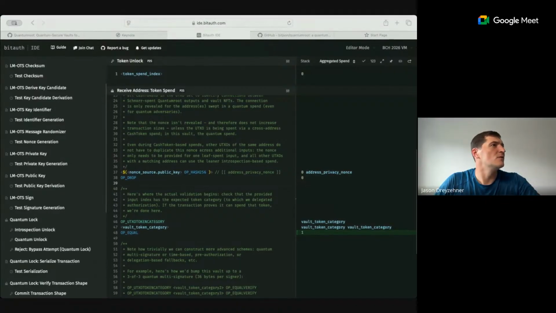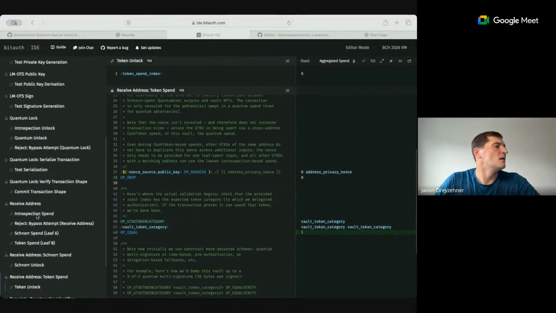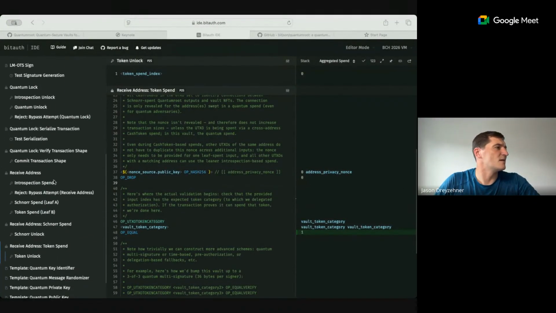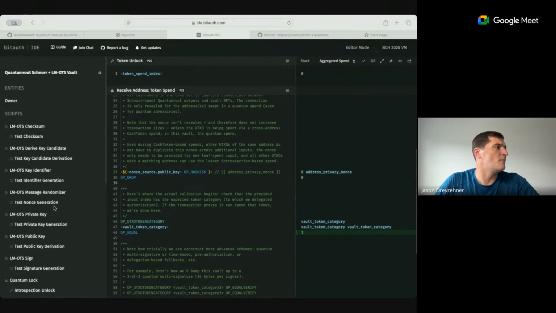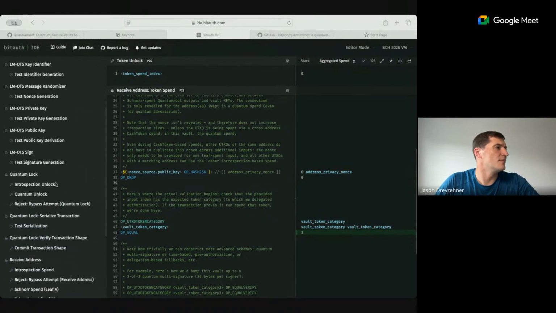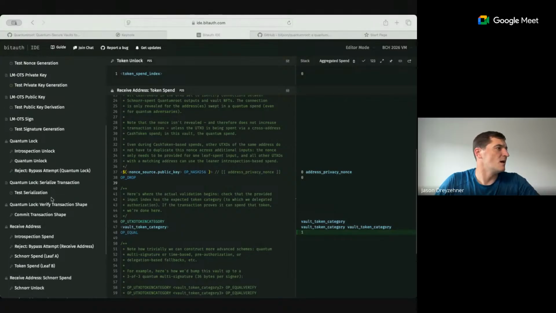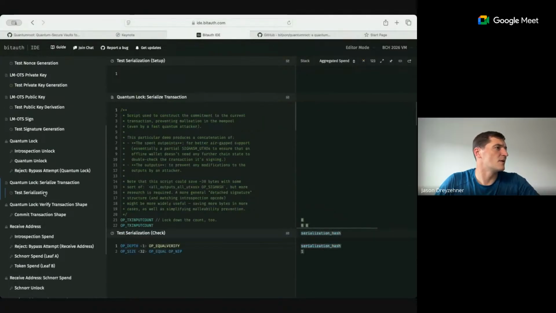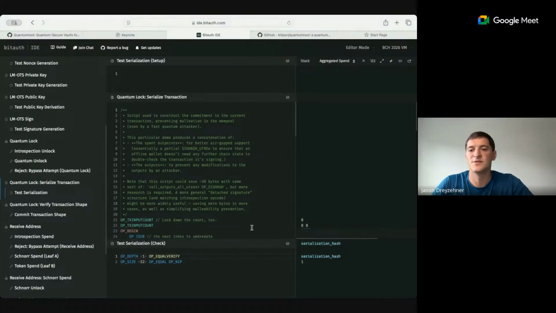Great. I'm going to show one other thing that I think is maybe immediately interesting. Where is it? There we go. So, serializing the transaction. This is what's actually going on. We're using introspection to serialize the transaction.